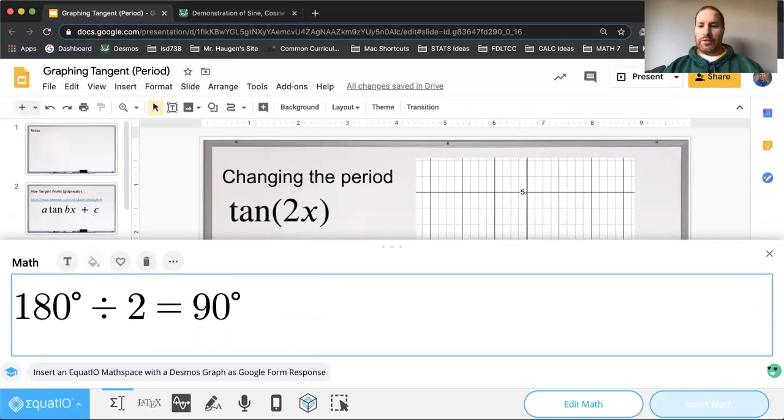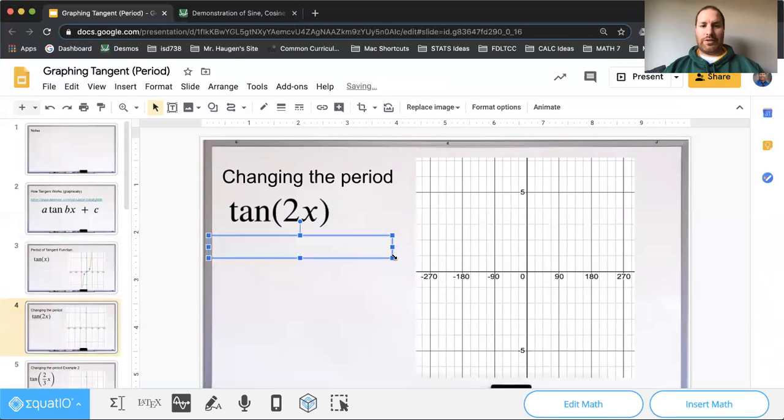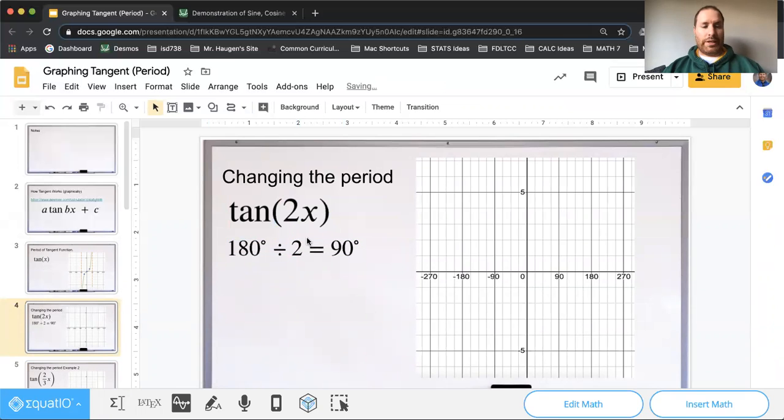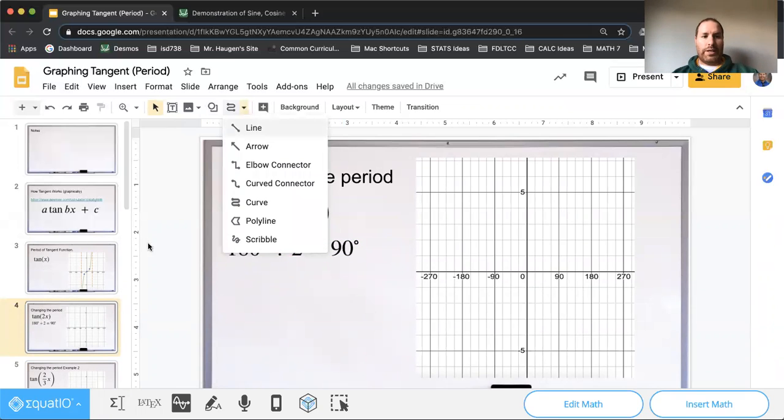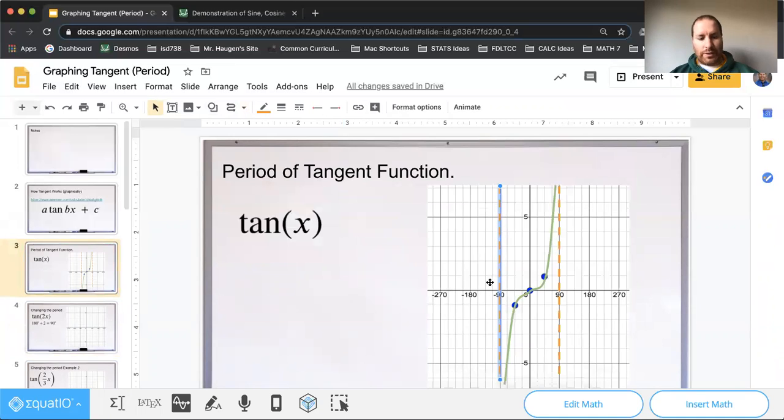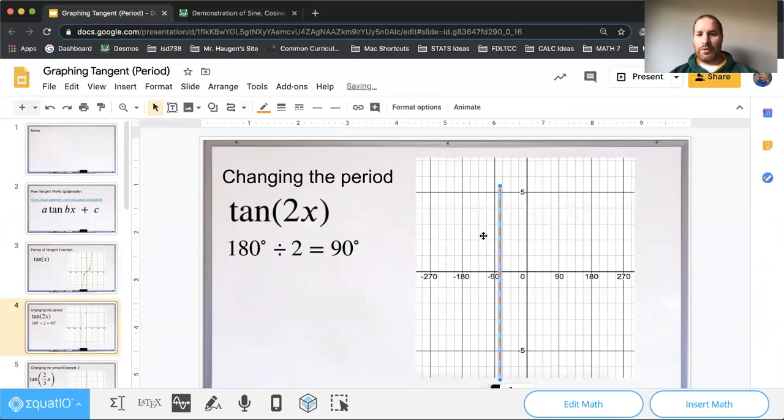90 degrees. So that means the period is actually only 90 degrees in this case. So I have to be a little bit careful. So then in here, again, I'm going to just go ahead and steal the line from the last one so I don't have to remake a vertical line.